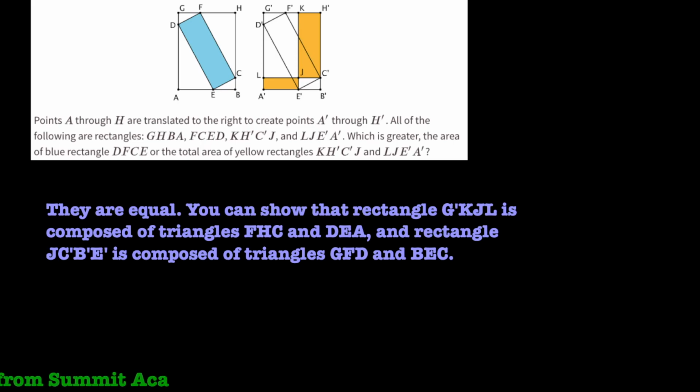You can show that the rectangle G prime KJL is composed of triangles FHC and DEA. So make sure you can find those endpoints. Again, if you need to highlight on your paper, feel free to use the highlighter, or if you need to use the colored pencil that's in your geometry toolkit, please do. Then it says, and the rectangle JC prime B prime E prime is composed of triangles GFD and BEC.